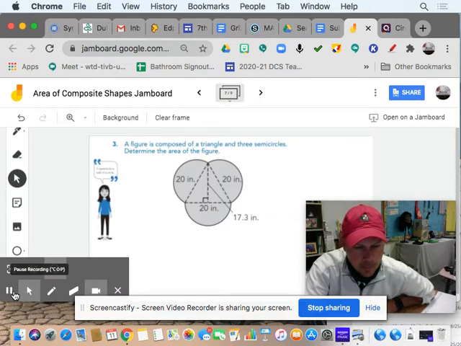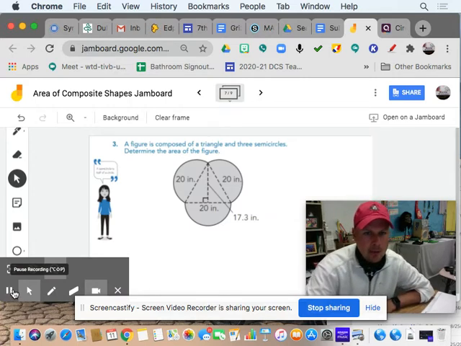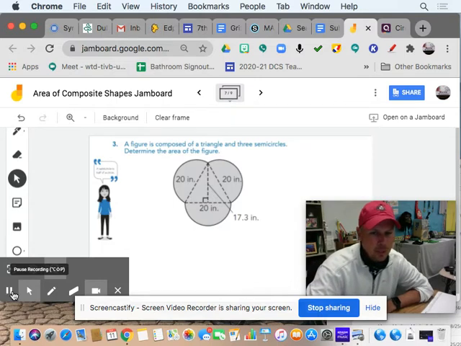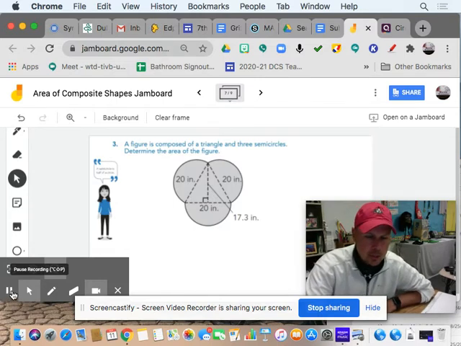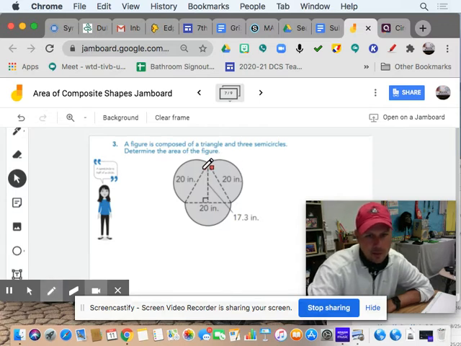All right, and we're back. Here we are with number 3. So number 3 says a figure is composed of a triangle and 3 semicircles. 3 semicircles and the triangle. So my first thought is going to be that I want to find this triangle. Need to find the area of that triangle.